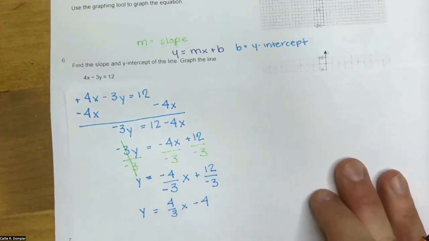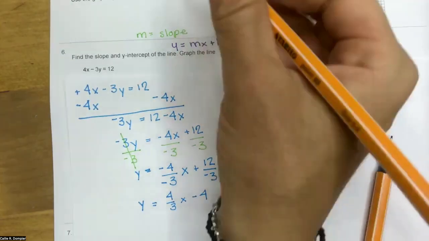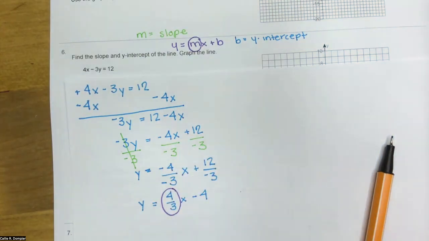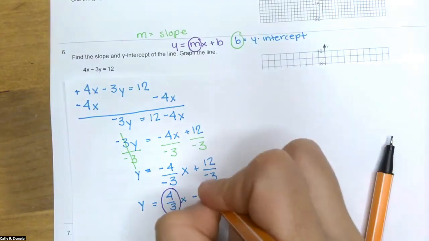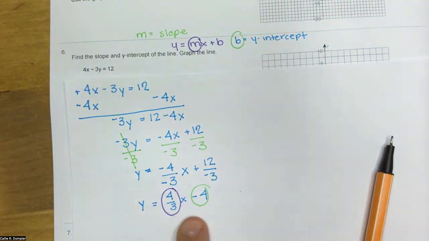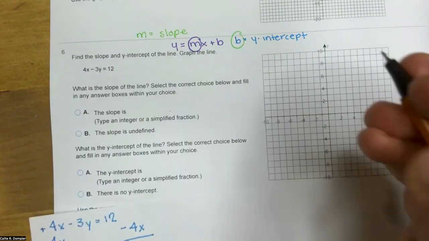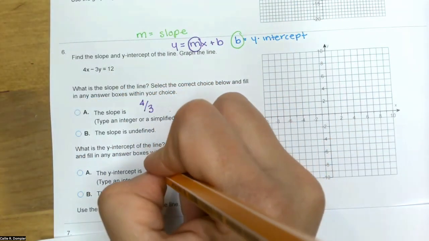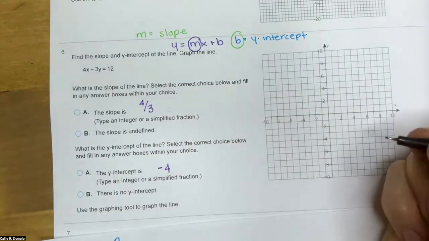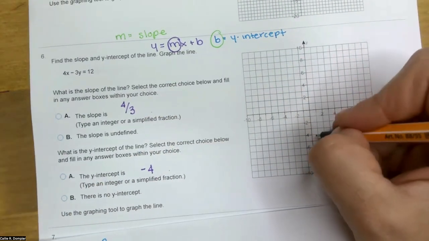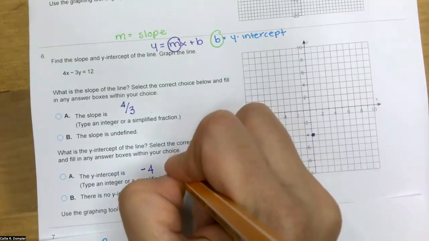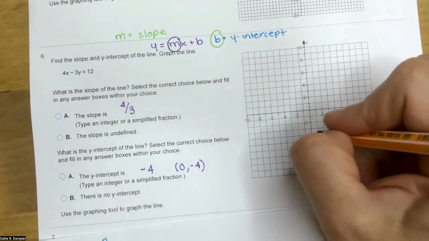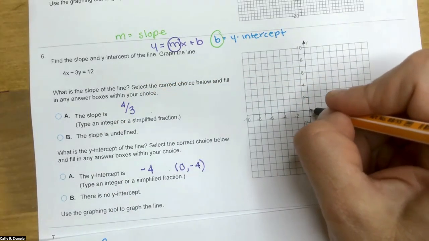We know that the m is the slope, and that the b is the y-intercept. So our slope is 4/3, and our y-intercept is -4. Graph that. How would you graph that? The y-intercept is going to be along this line at 0, -4, right? And then the slope is 4/3, so we're going to go up 4: 1, 2, 3, 4, over 3.